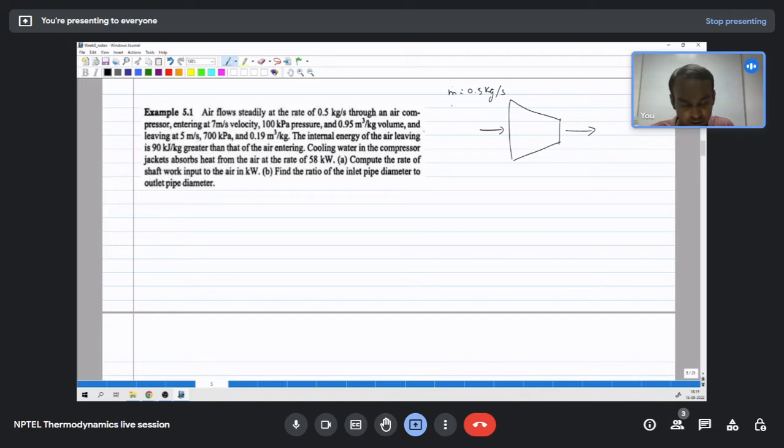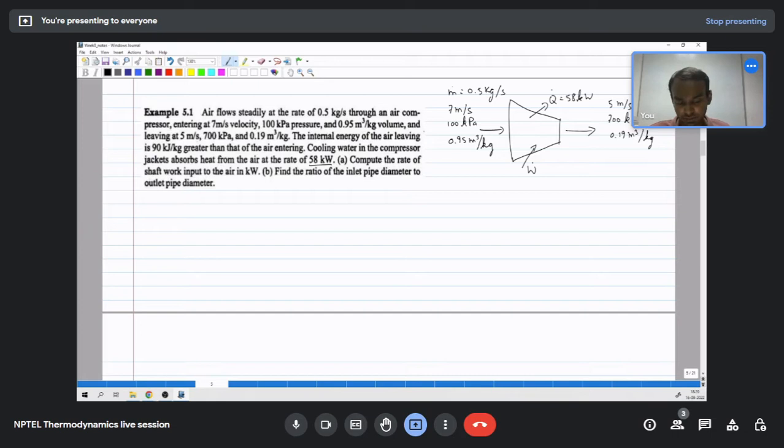So inlet velocity is 7 meter per second, and inlet pressure is 100 kilopascal. Specific volume is 0.95 meter cube per kg, and while leaving, it leaves at 5 meter per second, 700 kilopascal pressure, and specific volume is 0.19 meter cube per kg. So some shaft work is given into the system, and heat is transferred out of the system. So this heat transfer out of the system is 58 kilowatt as given here.